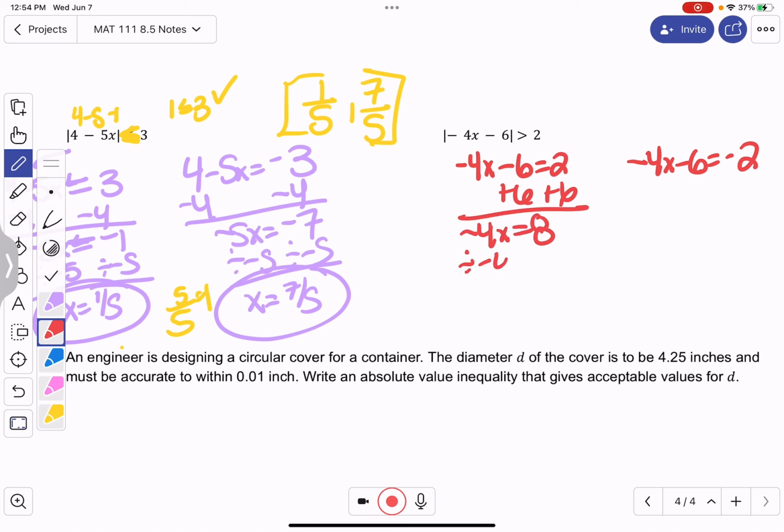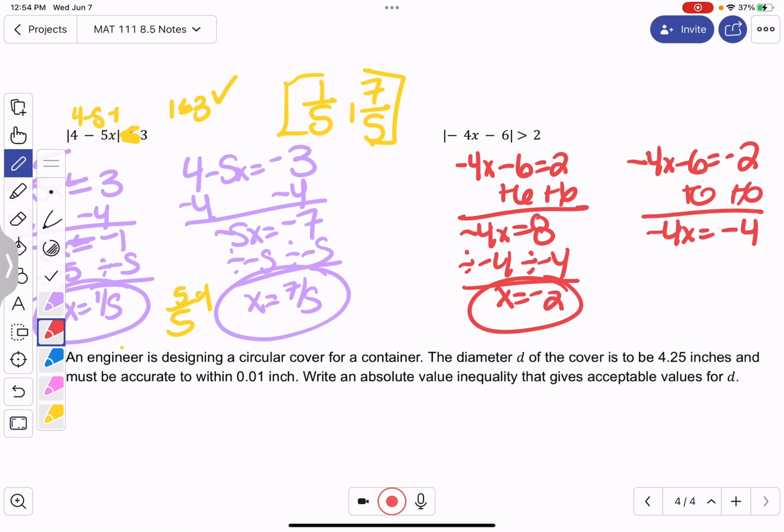I'm going to divide by negative 4, and I get negative 2. I'm going to add 6 and divide by negative 4, and I get negative 1. And these are both negative, and they're really close, so I'm going to have to plug in 1.5.